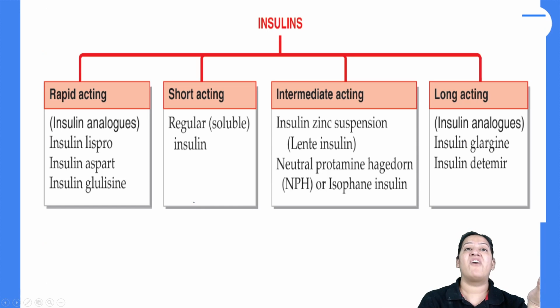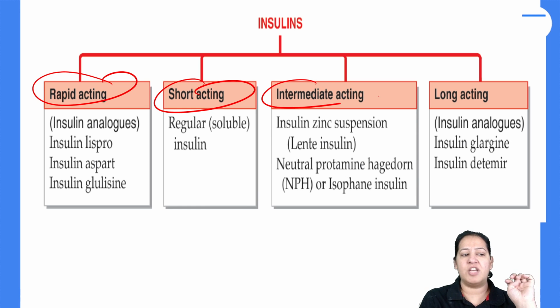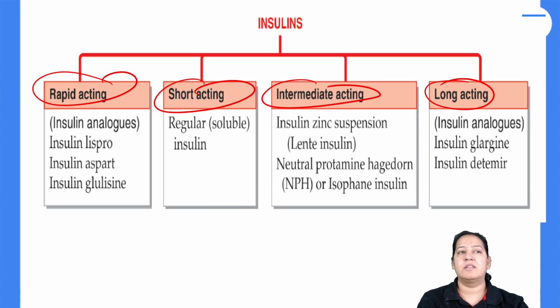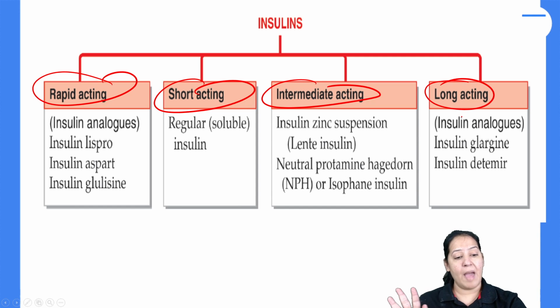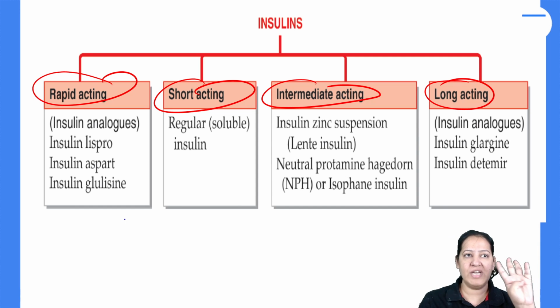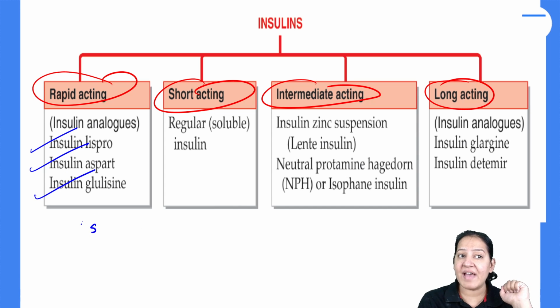Let me further classify them. Rapid acting, short acting, intermediate acting, and long acting. Have you got it? So, rapid insulins are of three types. It is in front of you. So it is Lispro, Aspart, Glulisine. All have S in them.